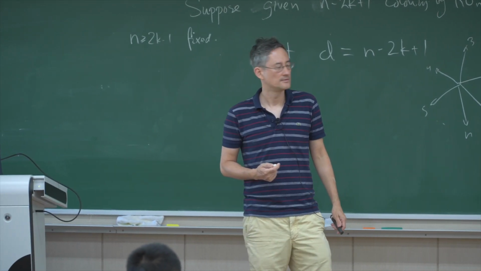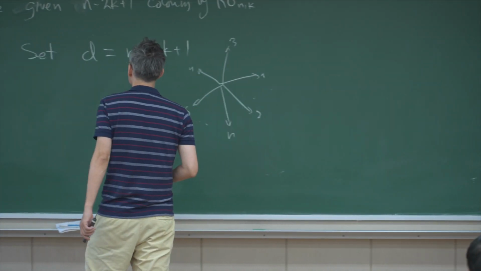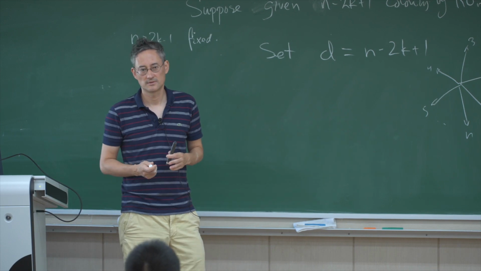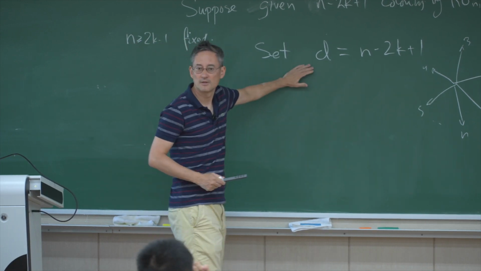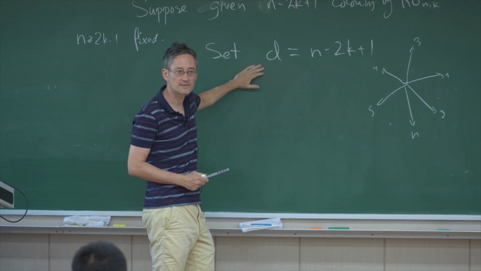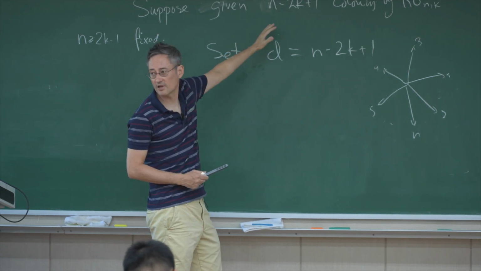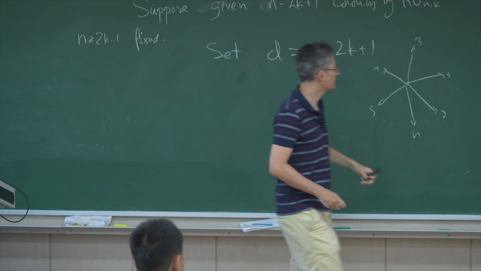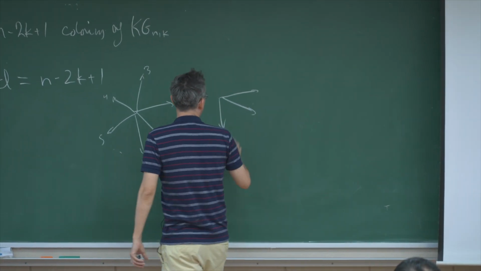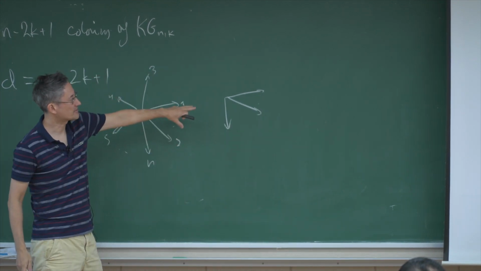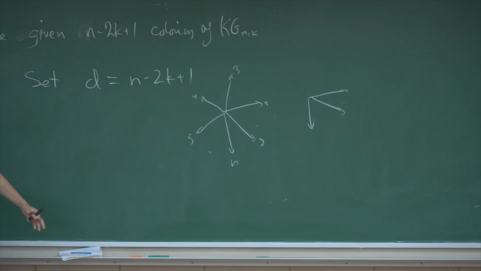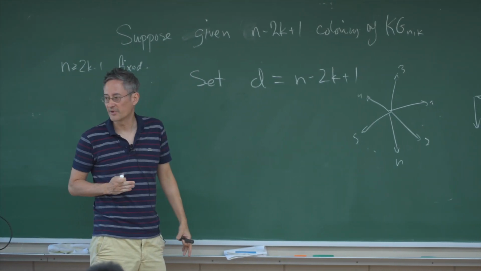Maybe d plus 1. Really? How many colors did I color my k-tuples? D, this number here. So how many sets am I getting? D sets, right? So I assume I've used every color, and any k vectors, which is less than d, will be contained in some open hemisphere.